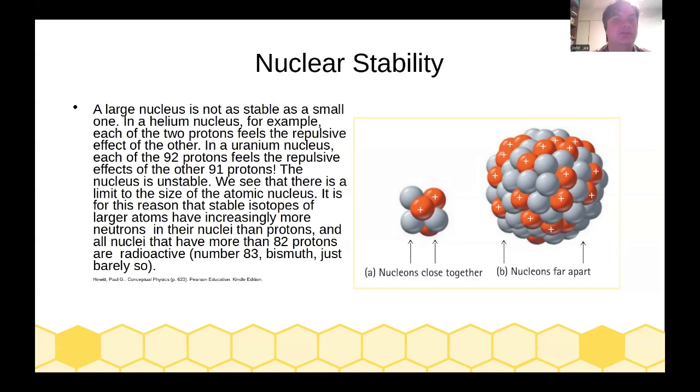In a helium nucleus, for example, each of the two protons feels the repulsive effect of the other. In a uranium nucleus, each of the 92 protons feels the repulsive effect of the other 91 protons. The nucleus is unstable. We see that there is a limit to the size of atomic nuclei. It is for this reason that stable isotopes of larger atoms have increasingly more neutrons in their nuclei than protons, and all nuclei that have more than 82 protons are radioactive.